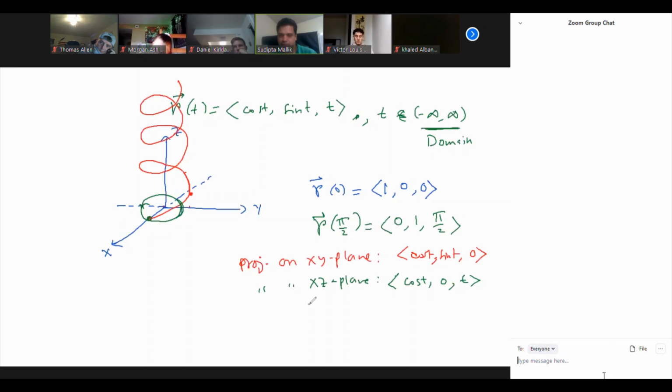And for the yz plane, it would be 0, sine t. It's a little hard to draw, so I'm going to show you from the book what the projection looks like. Usually if you want to get a rough picture, plug in a few values and you'll see. For the xy plane, this is just x squared plus y squared equals 1. This is not hard. This is the circle. But here the t is also changing, so that's the problem. So I'm going to show you from the book.